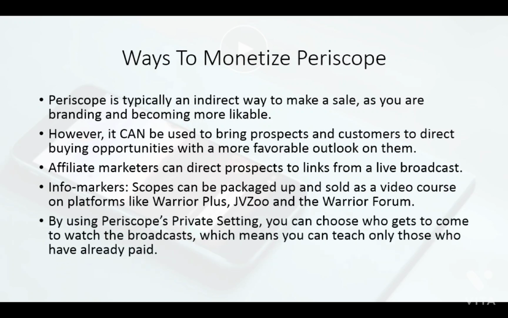And of course, by using Periscope's private setting, you can choose who gets to actually come and watch the broadcast. So that means you can teach only those who have already paid you. So in effect, what you're doing is you're teaching a class and you're teaching it live, and you're only allowing the people who have paid you to come see it. Again, it's an easy way for you to be able to monetize and for you to be able to create content that only a certain number of people are actually going to be able to see.